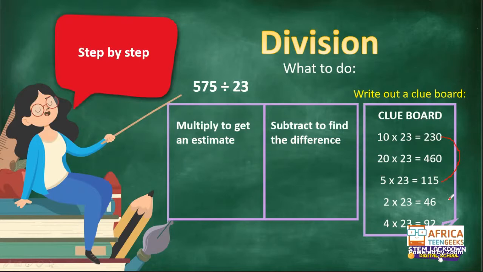So let's quickly write it here on the left side. Which one is closest to my 575? There we go. 460. So what do I write out? I write out 20 times 23 equals 460. That's a good start. What's the next thing I do?